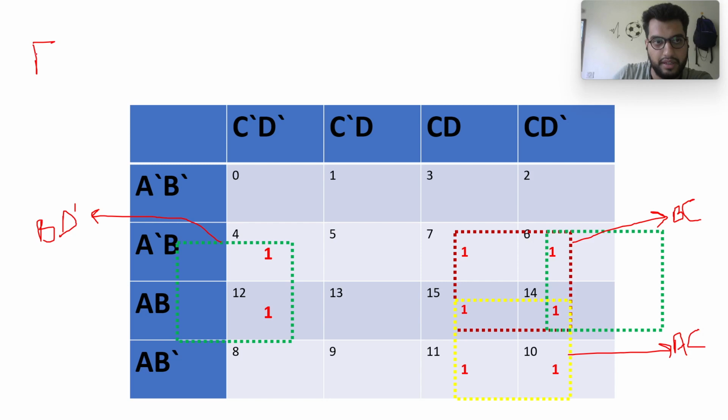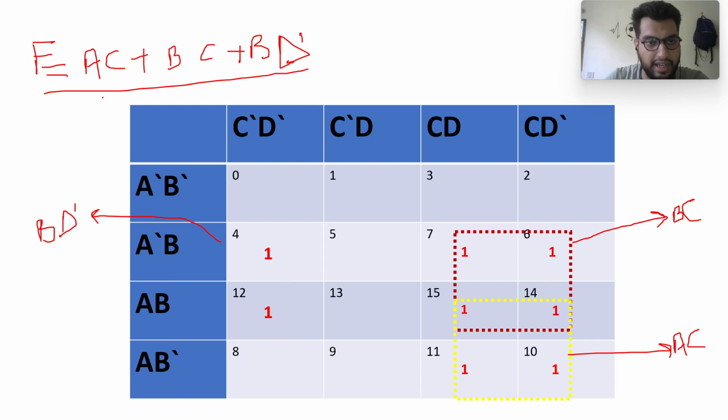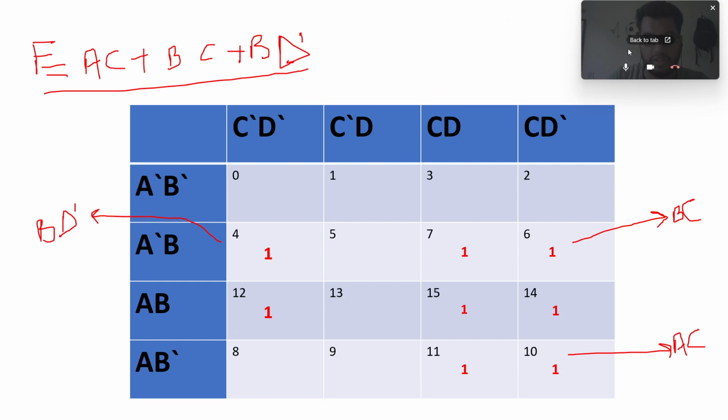So F can be written as the sum of these: AC plus BC plus BD complement, or BD dash. We'll check which of the options satisfies this. AC plus BC plus BD dash, that is option C. So option C is the correct answer to this question.